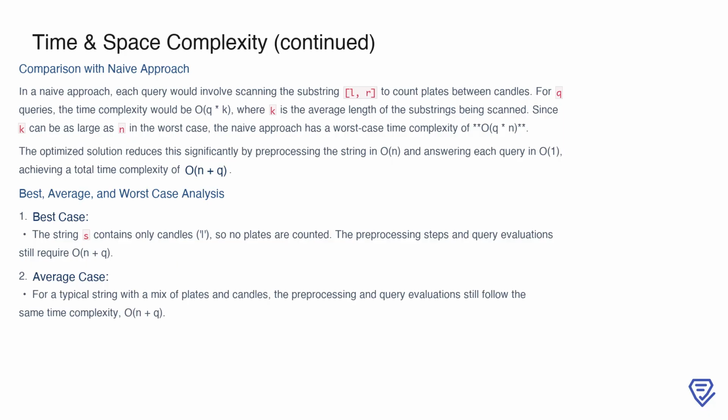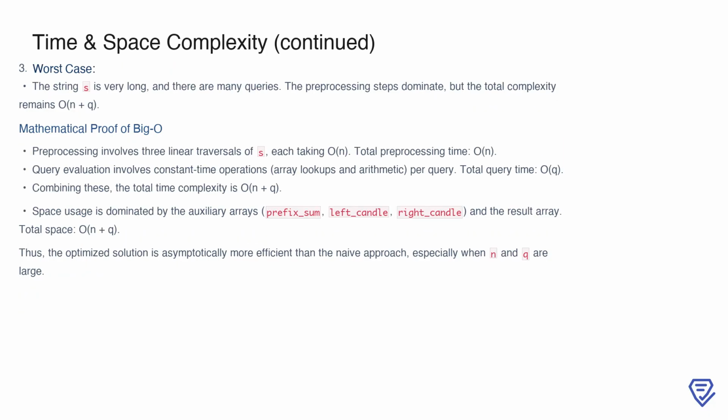When analyzing specific scenarios, the best case occurs when the string contains only candles, meaning no plates are counted. Even so, the pre-processing and query evaluation still require O(n + Q). In the average case, for a typical string with a mix of plates and candles, the time complexity remains O(n + Q). In the worst-case scenario, the string is very long, and there are many queries. While the pre-processing steps may dominate, the total time complexity still remains O(n + Q).